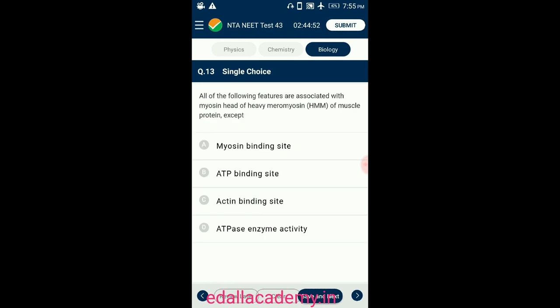Question number 13. Following features are associated with myosin. Myosin protein has two components, heavy meromyosin and light meromyosin. Heavy meromyosin has high molecular weight and consists of a globular myosin head and short arm, together called the cross arm, which helps in the formation of cross bridges with actin protein after hydrolysis of ATP. So the answer for this question is option A, myosin binding site.